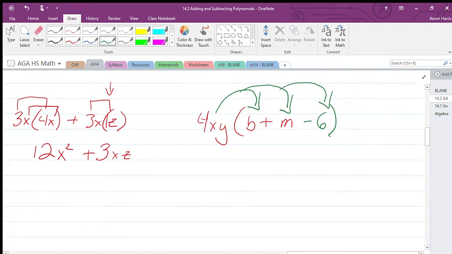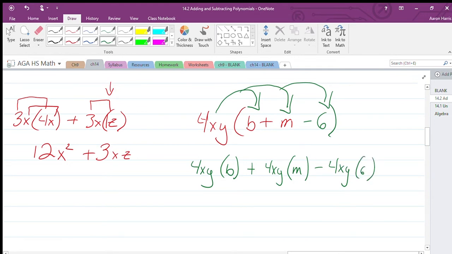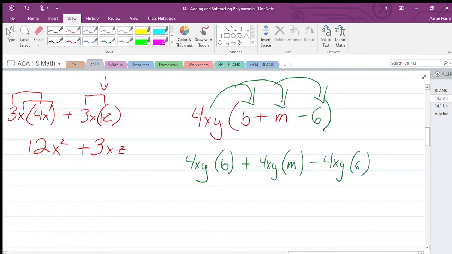How many arrows do you see? 3. How many problems are you going to have? 3. So that says 4xy times b. Don't forget the sign. Plus. So I get 4xy again times what? M. Then, don't forget the sign, 4xy times 6. Does that make sense? And now I can just simplify it.